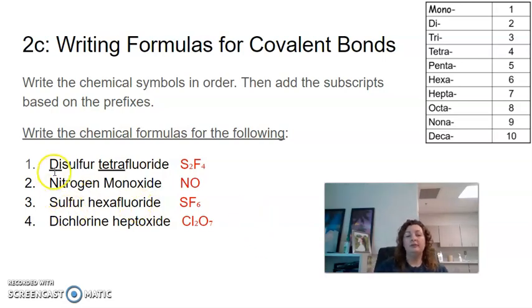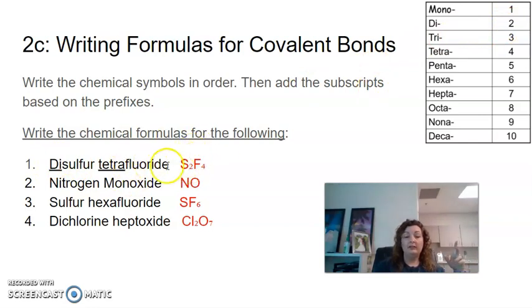So the first example is disulfur tetrafluoride. Well, these sound like crazy words. So we need to start dissecting the words to see what element it is. We can see that di is a prefix, and we can see that tetra is a prefix. So kind of ignore those when you're looking at the element, and you can see that sulfur is the element, so S. Well, how many S is there? There's di, and di is 2. So I can go ahead and write S2.